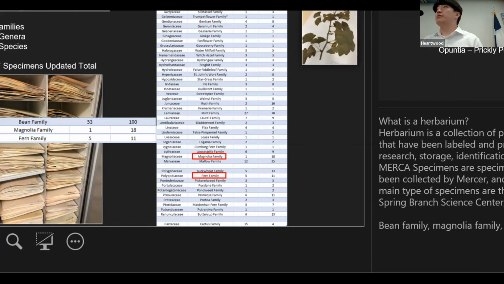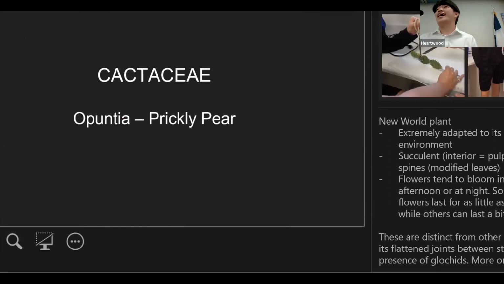A few notable families that I was able to work on include the bean family, magnolia family, the fern family, and most importantly, the cactus family. The specific genus that I want to discuss today is the prickly pear, or Opuntia.